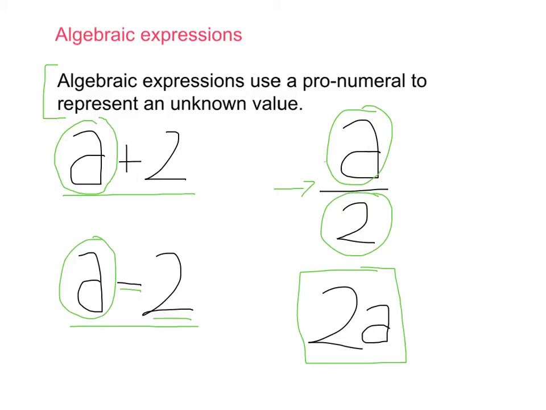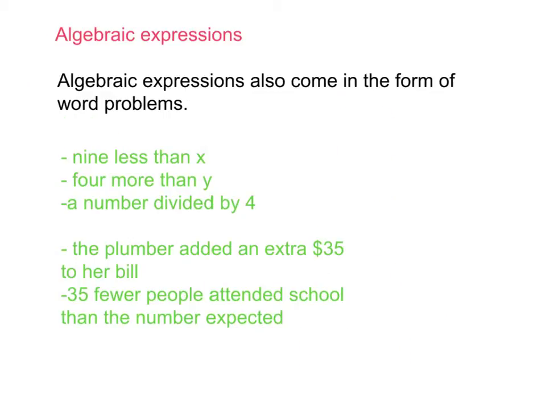So we have 4 different algebraic expressions in front of us here. A plus 2, A minus 2, A divided by 2, A multiplied by 2, or 2A. They are all algebraic expressions because they use a pronumeral to represent an unknown value. Now we're going to apply some of this knowledge that we've just learned.